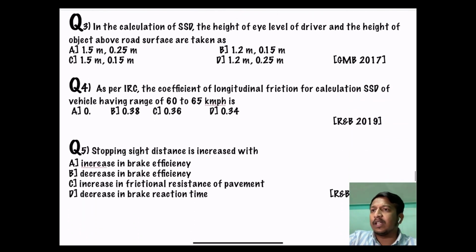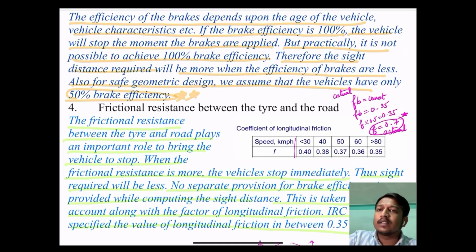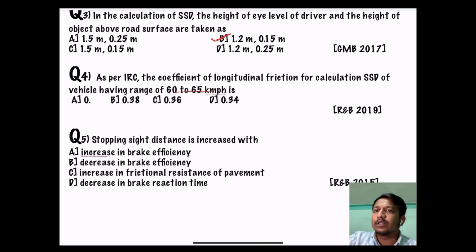Now we'll see question 3. In the calculation of SSD, the height of the driver's eye level and the height of the object, we know it. This was asked in Gujarat Maritime Board: 1.2 meter and 0.15 meter. Question 4: as per the IRC, the coefficient of longitudinal friction for the calculated SSD, we have seen this. We can see the speed corresponding to this 0.36 is 60 to 65 kmph.